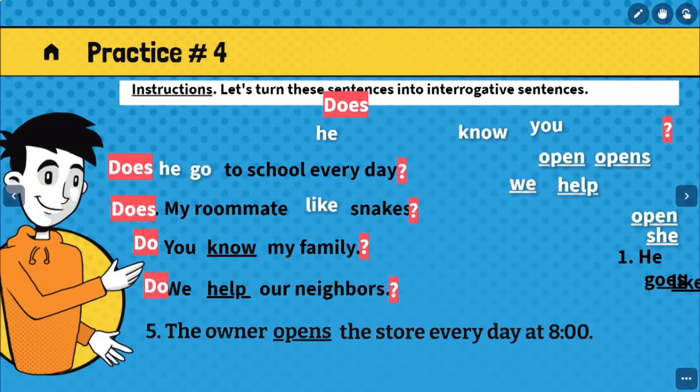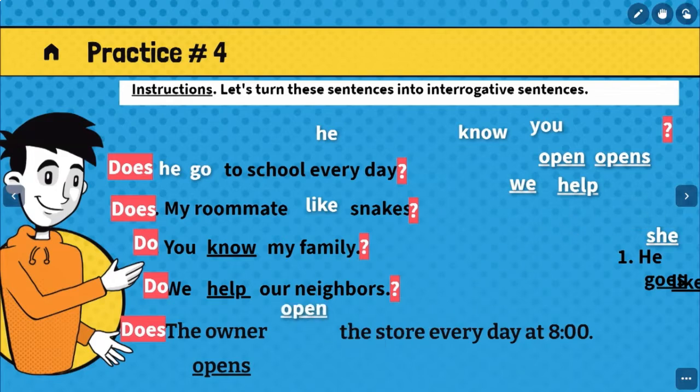Very good. The owner opens the store every day at 8. Does. Excellent. Does the owner opens? No, it's incorrect, so we have to put the verb in the base form. Does the owner open the store every day at 8? Question mark. Very good.